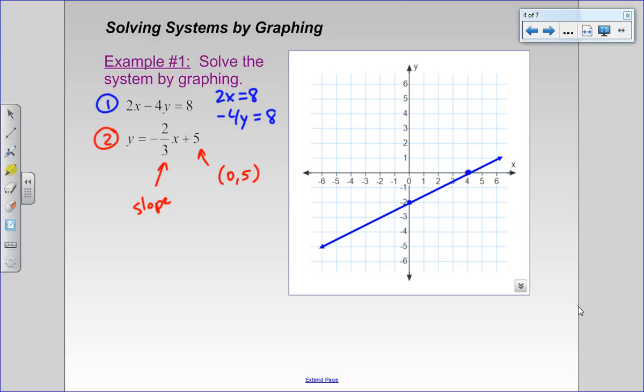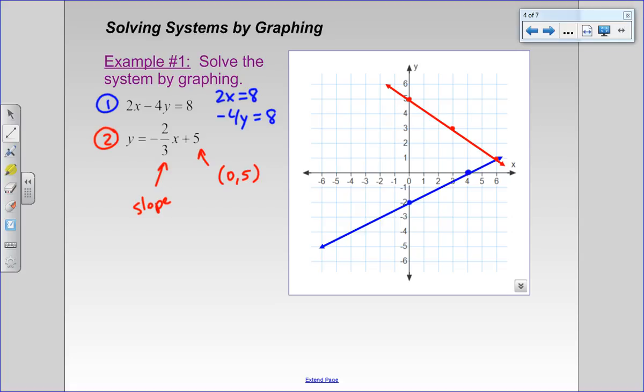So starting from that y-intercept, we can now find more points on the line using the slope, which is the rise over run. Since the slope is negative, we'll count down 2 units on the y-axis, and then to the right 3 units along the x-axis. Then repeat that process, down 2 and to the right 3. And then we can connect these points to form the graph of this second equation in our system.